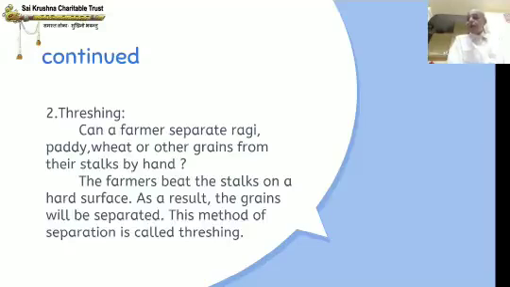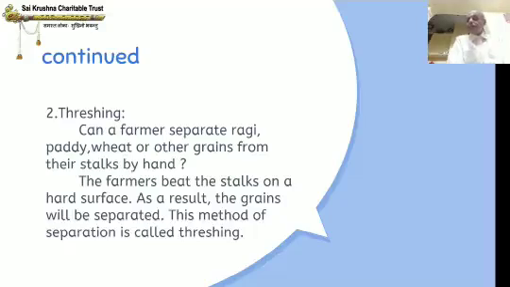So what do the farmers do? The farmers beat the stalks on a hard surface. As a result, the grains will be separated. This method of separation is called threshing. So let us understand this.